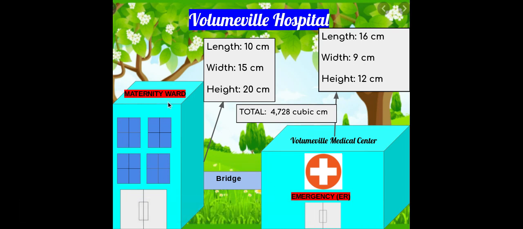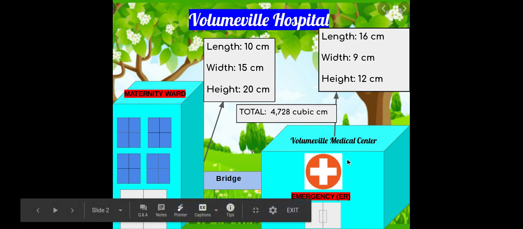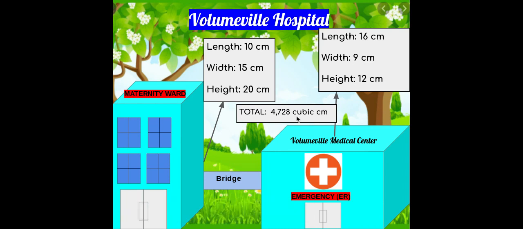So the maternity ward and the hospital have their own volume. And then together, the total volume is 4,728. So if you want to do composite shapes, you definitely can. I am going to recommend that you at least have one composite shape in your city.